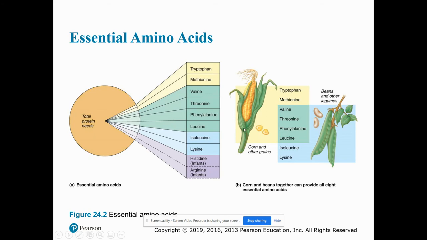So we have 8 essential amino acids here. They're listed down there. And you can see that corn and other grains cover 6 of them. Beans and other legumes cover another 6. There's a little bit of overlap here, but all 8 of them are covered. And this would be particularly important to somebody who is a vegetarian or a vegan.